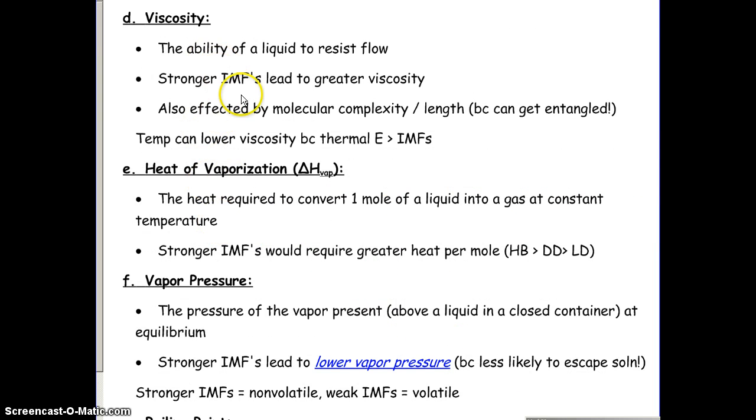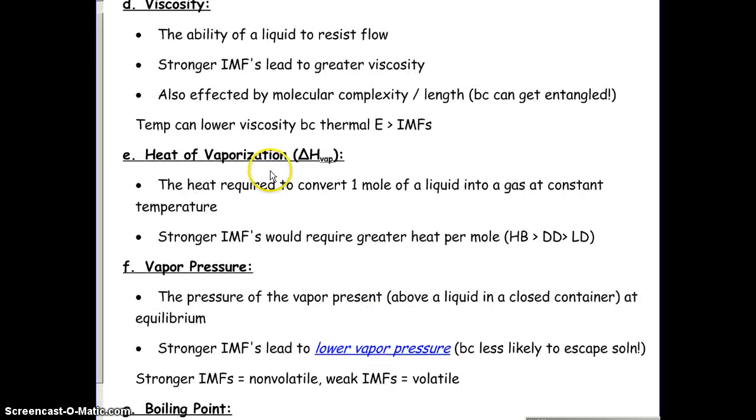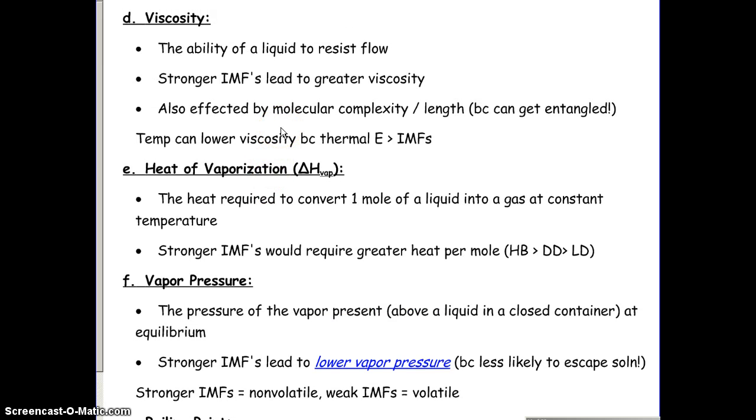The last of these are viscosity, heat of vaporization, and vapor pressure. Viscosity is talking about how viscous something is, and viscous means resisting flow. So if you have a strong attraction for your neighbor, you don't flow very well. Lack of flow means you have high viscosity. So if you are thinking about ketchup, honey, molasses, mayonnaise, these things have high viscosity. Water does not. Let's say sugar-free maple syrup does not have a high viscosity. They flow very well.